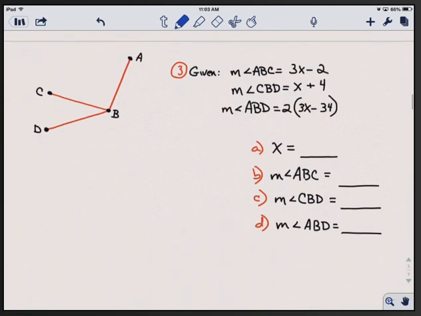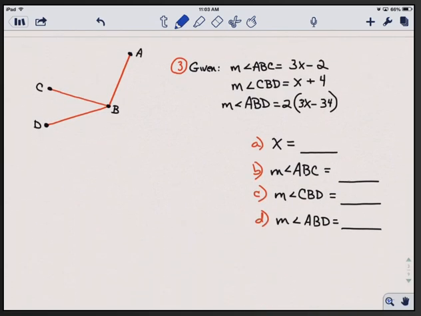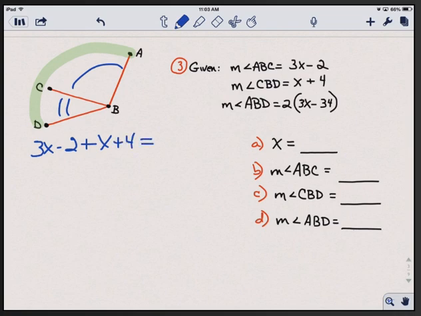And we'll do one more problem. Again, using the angle addition postulate, we have the measure of angle ABC is given. That's adjacent to angle CBD, so therefore they should add to equal angle ABD. So we'll plug in the values into that equation or statement I just made. ABC, 3x minus 2, added with CBD, x plus 4. The two adjacent angles add to equal the angle formed by the exterior sides, which in this case is angle ABD.